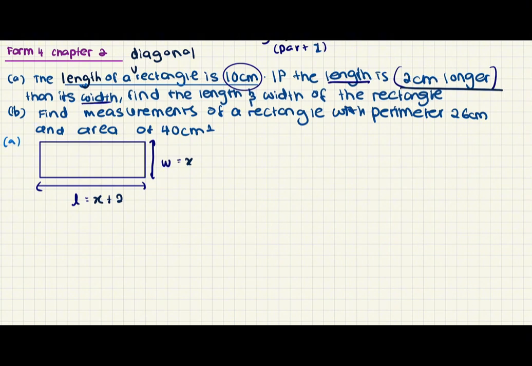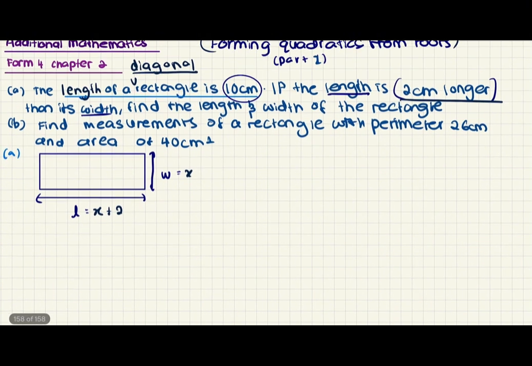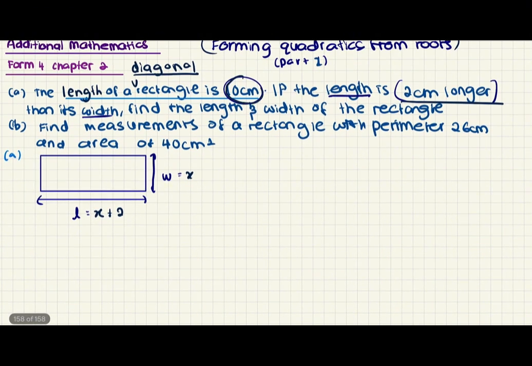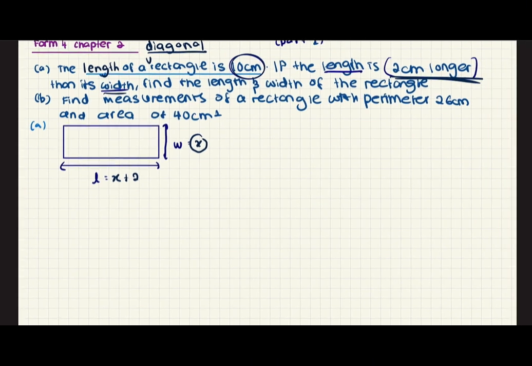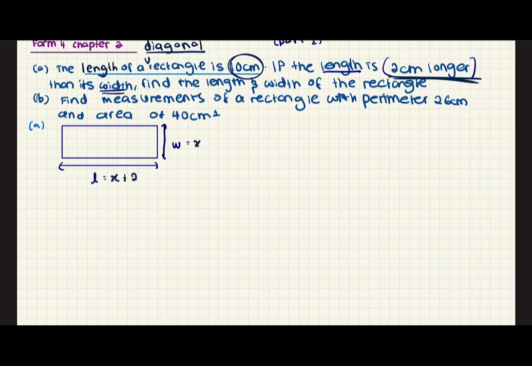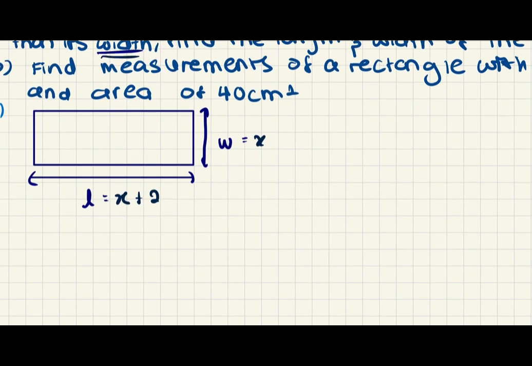Okay, the length of a diagonal of a rectangle is 10 centimeters. If the length is 2 centimeters longer than its width, find the length and width of the rectangle. So let's say our width is x. We don't know what our width is, right? So we just put x. And we know that the length is 2 centimeters longer, meaning 2 plus the width, isn't it? The width and then just plus 2, isn't it?